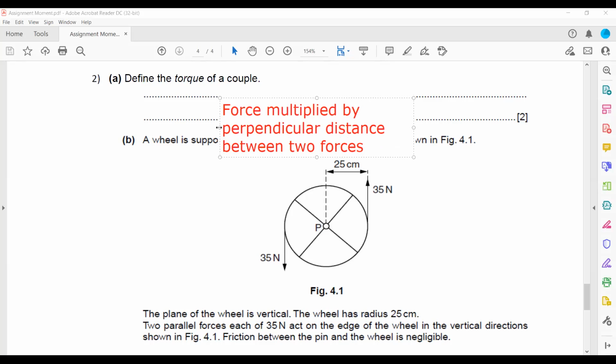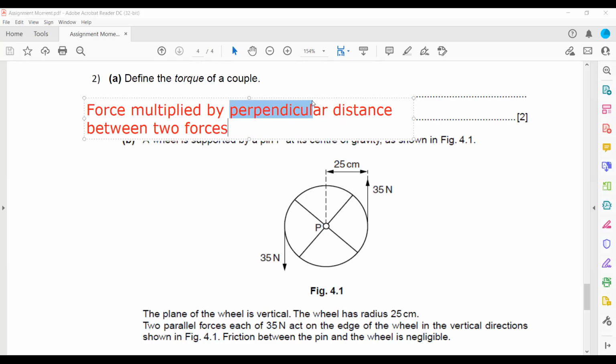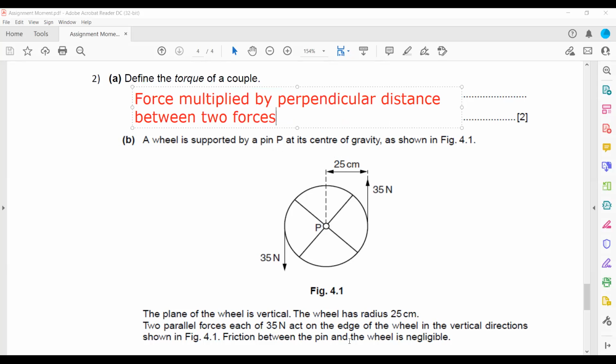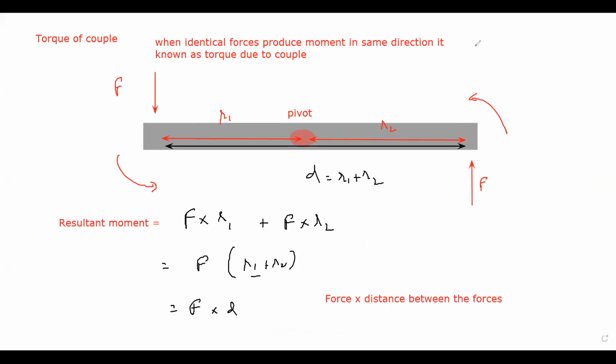You can also write, this is basically explaining the idea, the formula. You can also explain torque due to a couple: when identical forces produce a moment in the same direction, it is known as torque due to a couple, which can be calculated by using the formula force multiplied by the perpendicular distance between the two forces.